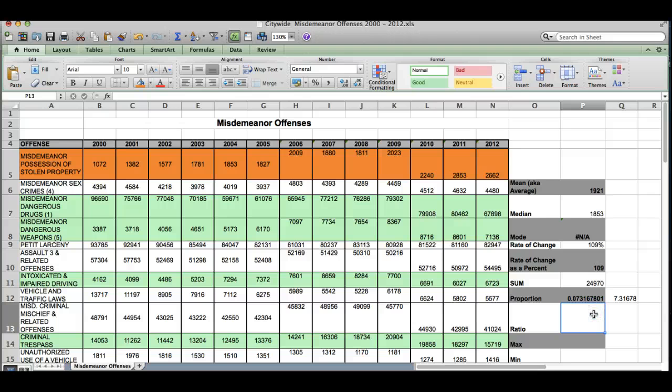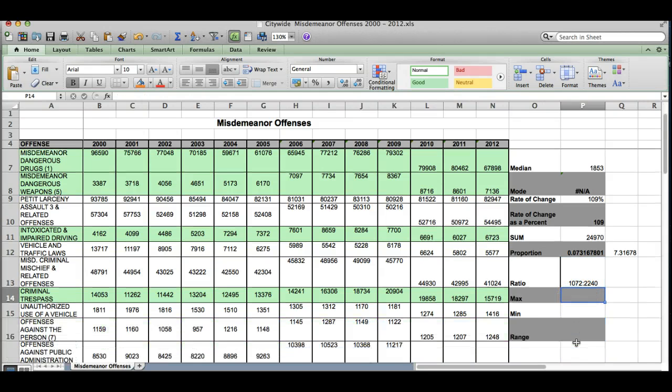Another thing that you could do is a ratio. So a ratio is a comparison within a category between two values. So we could say that in 2000, the ratio of 2000 to 2010 incidents is 1072 to 2240. So one way we could explain this is 1072, and we can use the semicolon. We do 1072 semicolon 2240. And that is a ratio. You can report a ratio such as this.